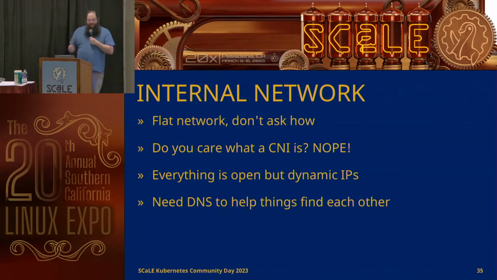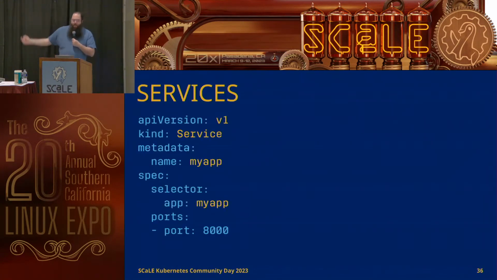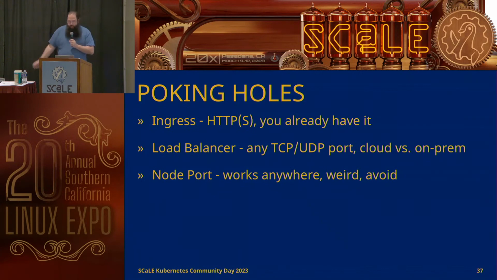So we need to use DNS. How do we do that? With a service. A simple service definition does one thing that we care about. This will add a DNS entry into the DNS server that is used by every container automatically so that my app will resolve to the right IP so that things can find your containers. Hooray, we have internal networking. Things can talk to each other. You can use host names instead of IP addresses. Cool. That's internal networking covered.